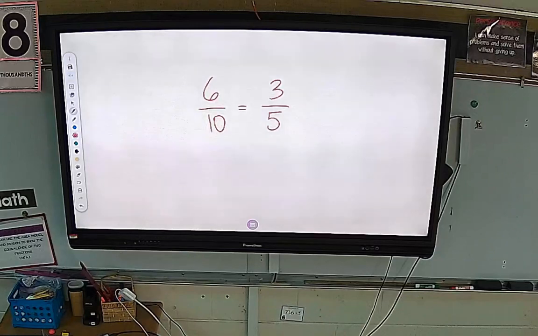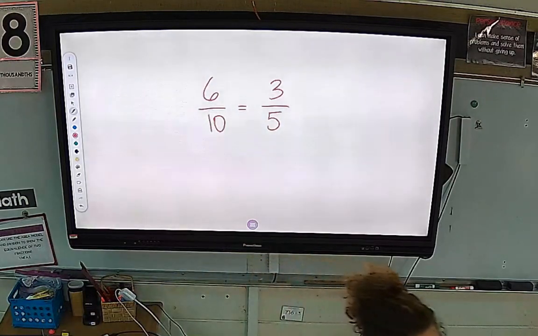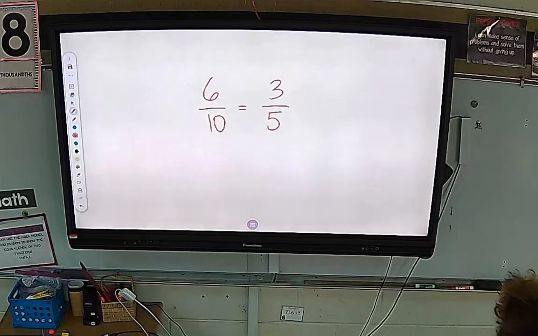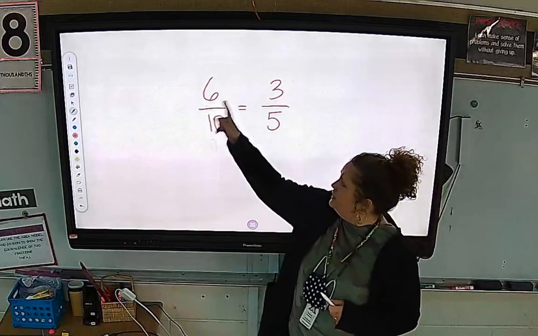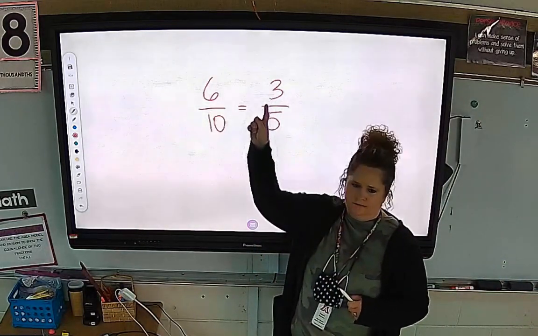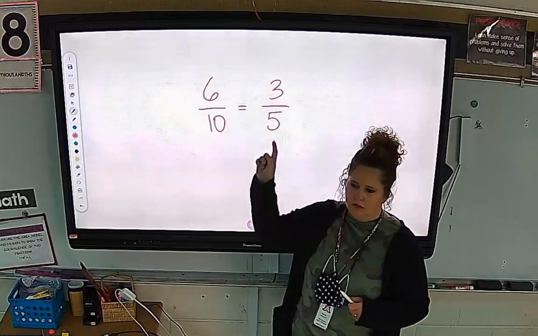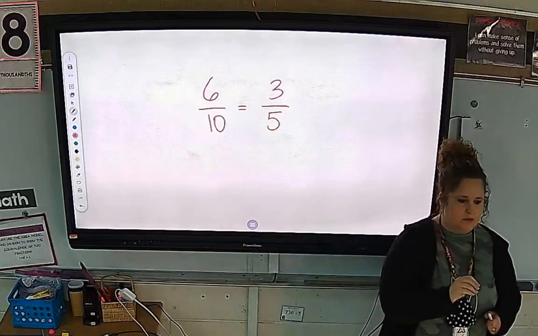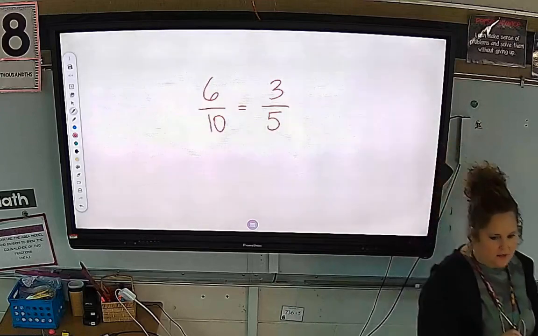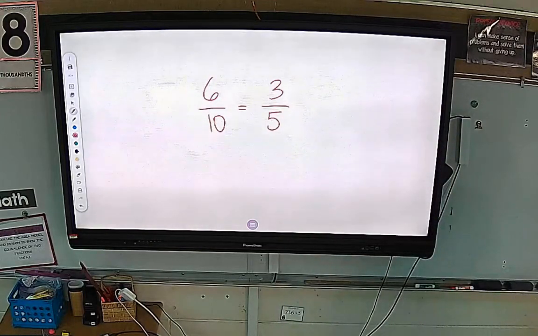How did we get from 6 to 3? And how did we get from 10 to 5? Now, when we multiply, the numbers get larger. Is this number getting larger? No. Is this number getting larger? No. They're both getting smaller. We're not multiplying, we are dividing. That's a huge clue that you've divided.